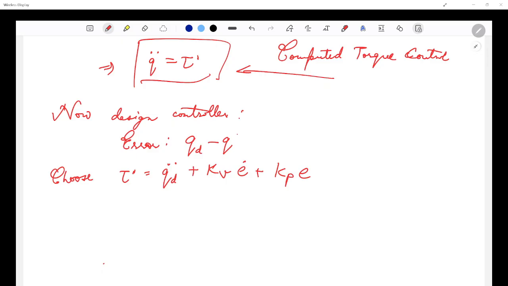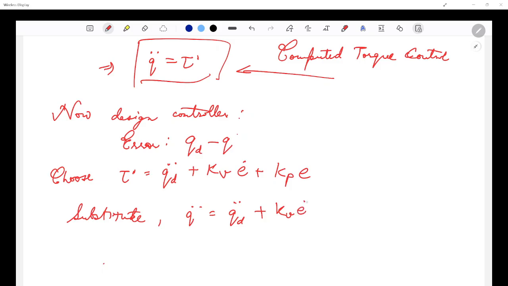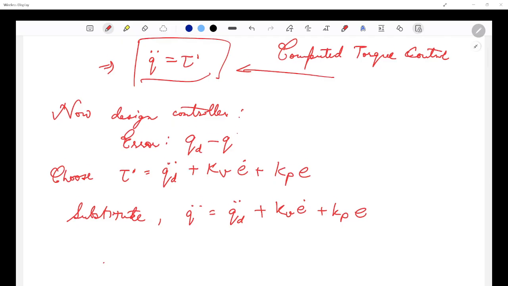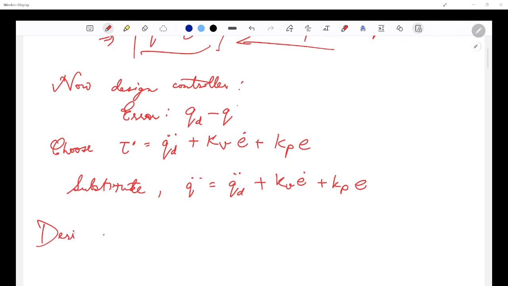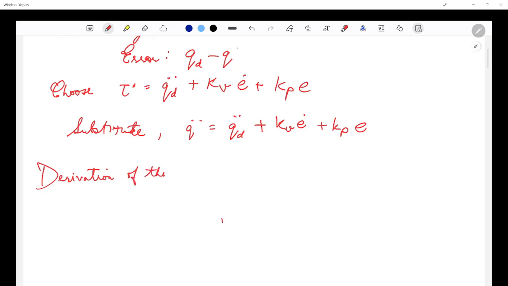Once we have this, we substitute Q double dot is equal to tau dot. When we substitute, Q dot is equal to QD double dot plus KV into E dot plus KP into E. So let's derive the error equation. Our error is equal to QD minus Q. Let's differentiate it.